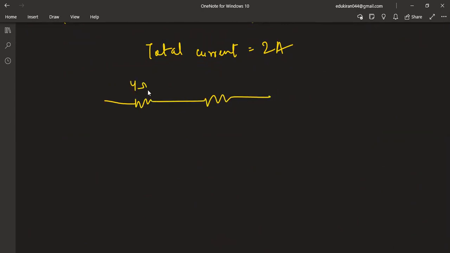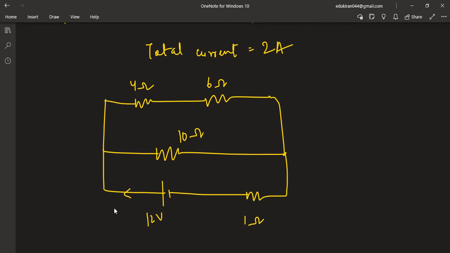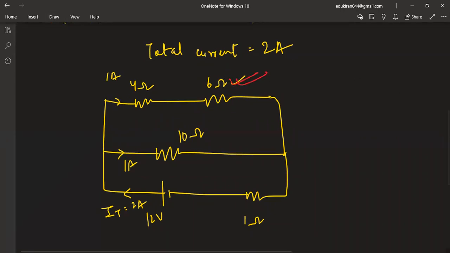4 ohm, 6 ohm. Here I am having 10 ohms. This is 12 volt. 1 ampere was here, right? So from here, let's say this total is 2 amperes. So here this is receiving 1 ampere, here this is receiving 1 ampere, right? Or let's break the 6 ohms. Directly let's bring 15 ohm into our answer.